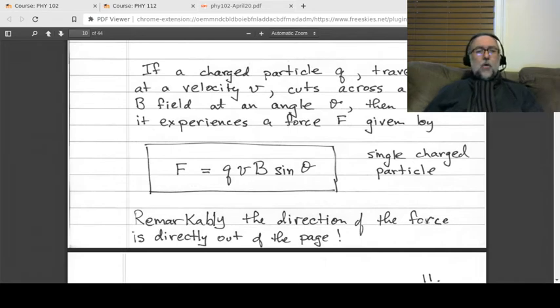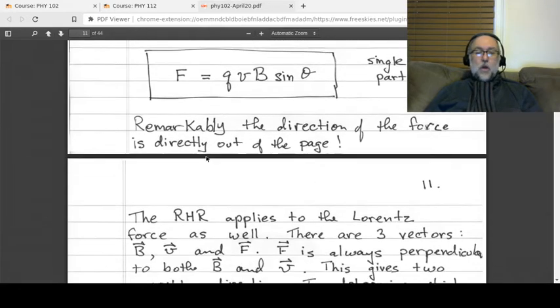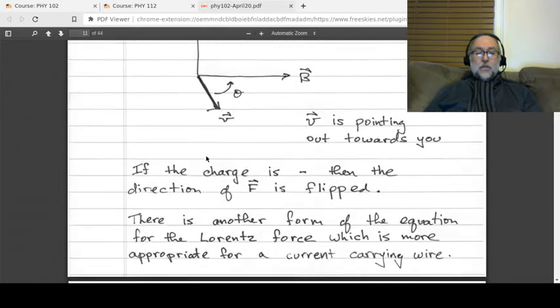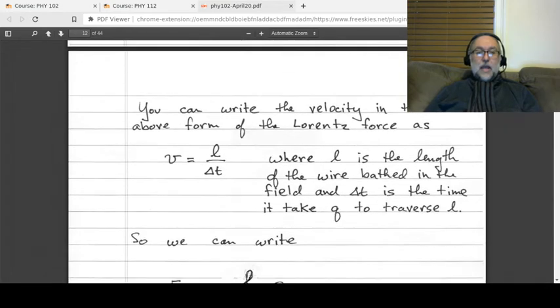Now, that's the story of the Lorentz force if you've got a charged particle. But what if you have a wire carrying a current? Don't forget, a current is just moving charge, either one moving charge or many moving charges. And so we can actually recast the Lorentz force in a slightly different form, which is useful in situations where you have a wire carrying a current.